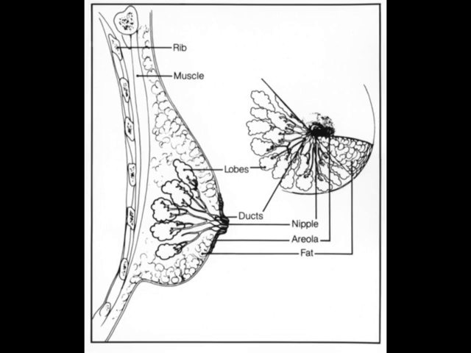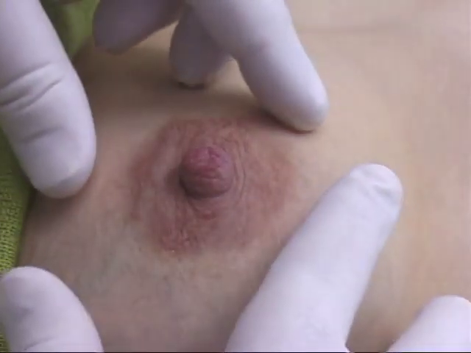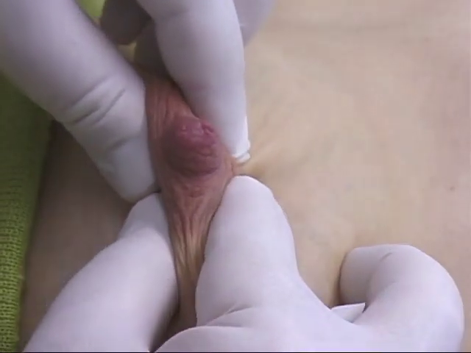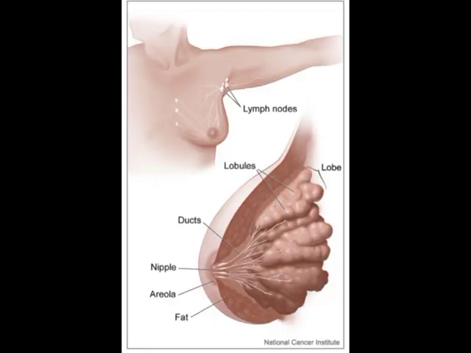The tip of the nipple has many small openings to allow the passage of milk from the milk ducts. These ducts are connected to lobes of glandular tissue located throughout the breast. Fat and fibrous connective tissue fill in the spaces among the lobes.